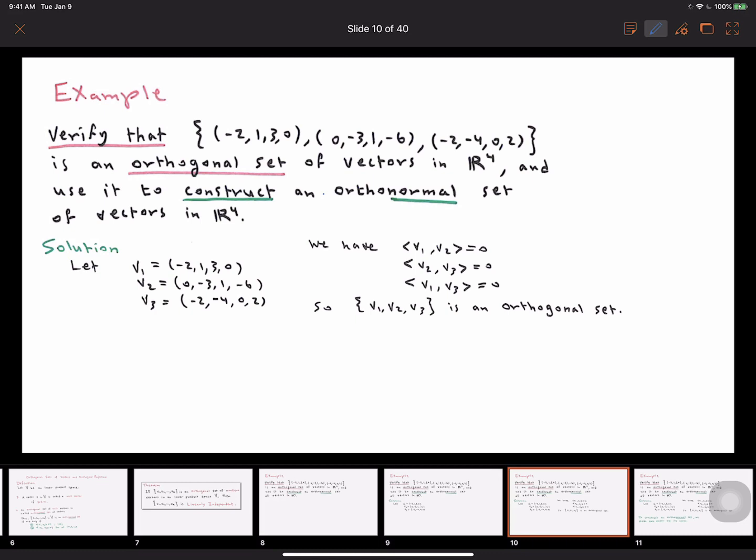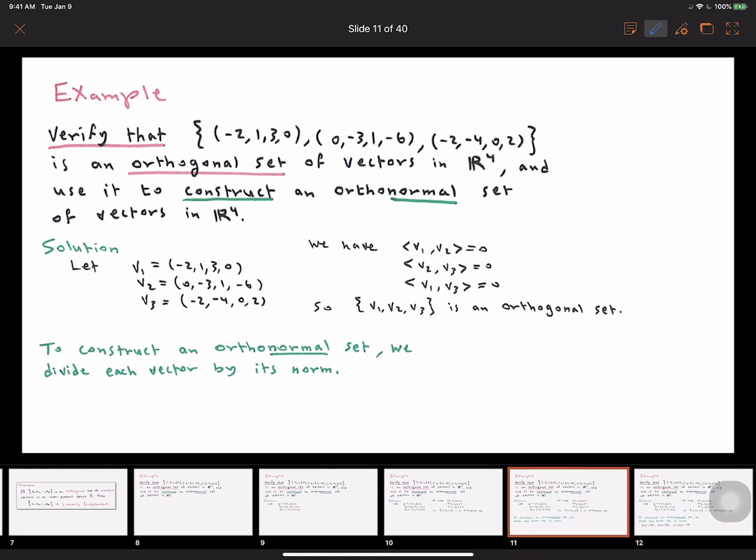We're going to, from now on, find the magnitude of each vector, which you know how to do. We're going to divide each vector by its magnitude to make it a unit vector. Let's see how we're going to do that. To construct an orthonormal set, we divide each vector by its norm, or its length. The first vector's length is square root of 14. The second vector's length is square root of 46. And the third vector's length is 2 square root of 6.